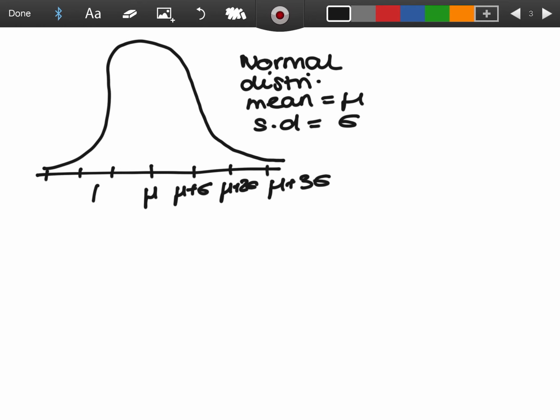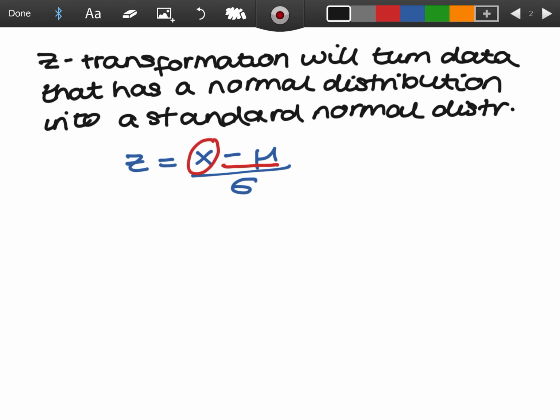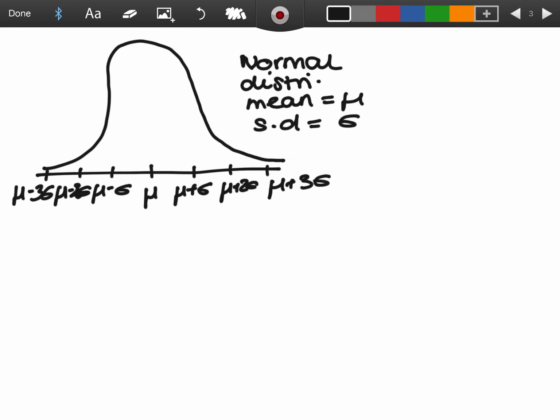So this is what our diagram will look like for our normal distribution. I've subtracted up to a multiple of 3 standard deviations and added a multiple up to 3 standard deviations. So I've got this diagram with my mean right down the middle. On my top line, what I am doing to this data is subtracting the mean from it first. So I'm taking all of my data points on this curve and I'm subtracting the mean from them.